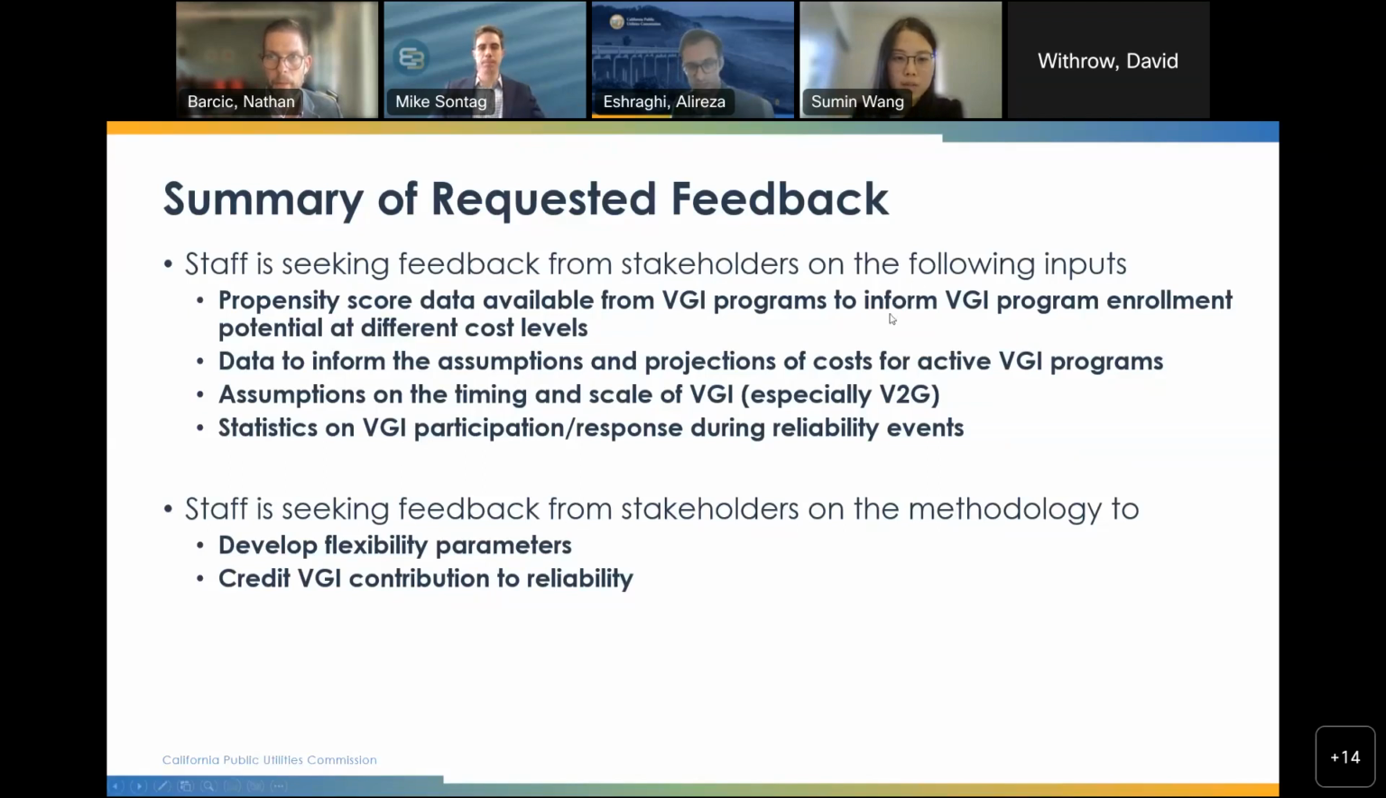We are also seeking feedback from stakeholders on the methodology to develop those flexibility parameters and the methodology to credit VGI contribution to reliability. A lot of the details are in the appendix, so you are welcome to review and provide comments. And here I will end my presentation and open up the floor for questions.